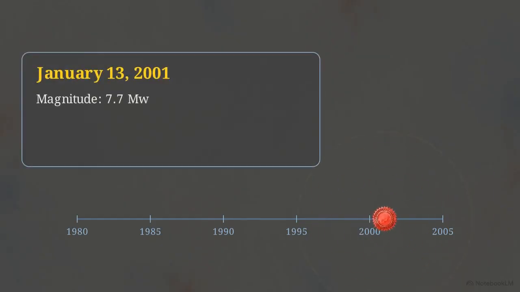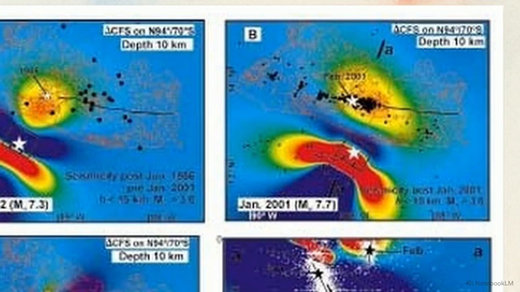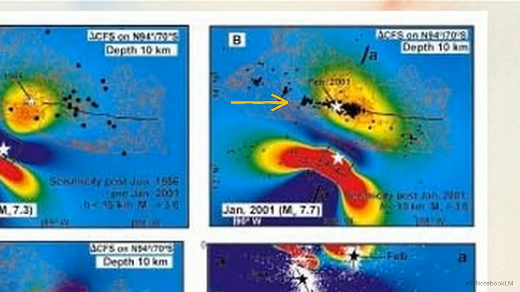This same mathematical model explains the sequence of 2001. On January 13th, the massive magnitude 7.7 offshore subduction event occurred. Panel B models stress transfer from this larger subduction event. The positive stress zones are far more expansive, heavily loading the middle segment of the El Salvador fault zone. The black dots representing aftershocks of the February 2001 inland earthquake are contained entirely within it.